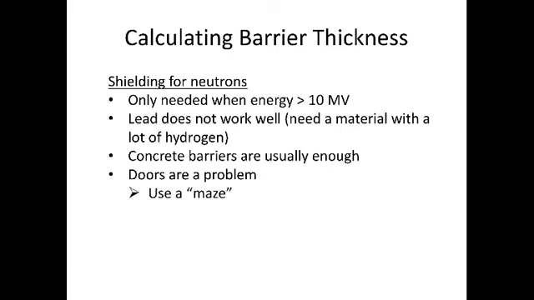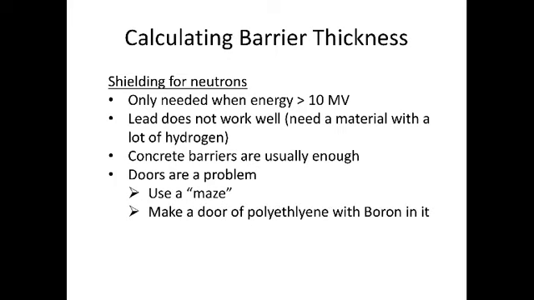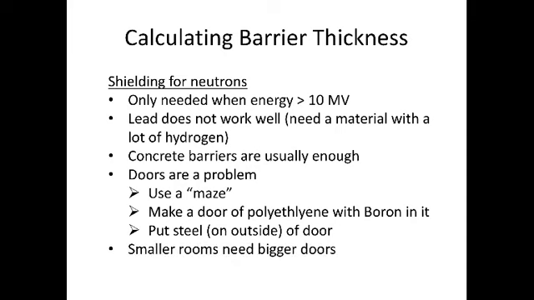So one solution for that is you can use a maze. So that's kind of like a pathway to the door. Or you can make a door of polyethylene, typically with boron in it, because that has a large neutron capture cross-section. And if you do use steel, you want to put it on the outside of the door to shield for the capture gammas that are created when the neutrons are absorbed. And then finally, smaller rooms need bigger doors because of the 1/r² effect.